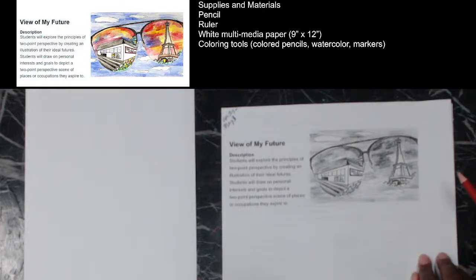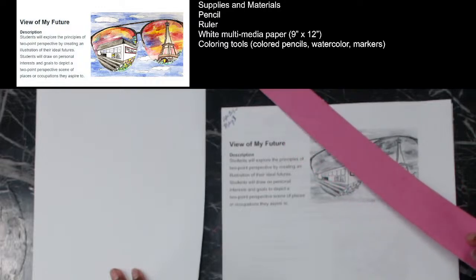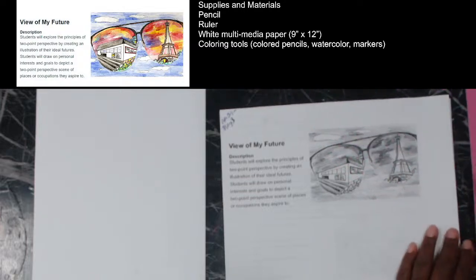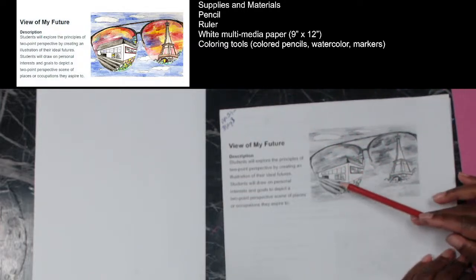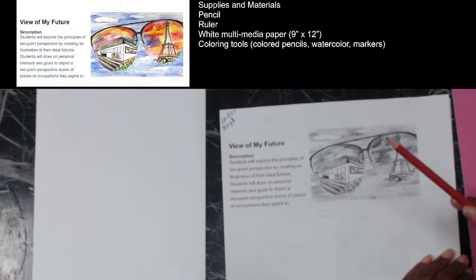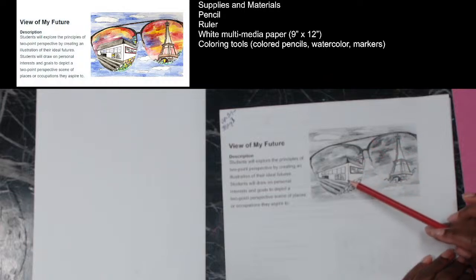You should have your handout, a white paper, either a regular ruler or a paper ruler, a pencil of your own, and an eraser. So what we're going to do is explore the two-point perspective that we did earlier in the year, by creating an illusion of your ideal future.